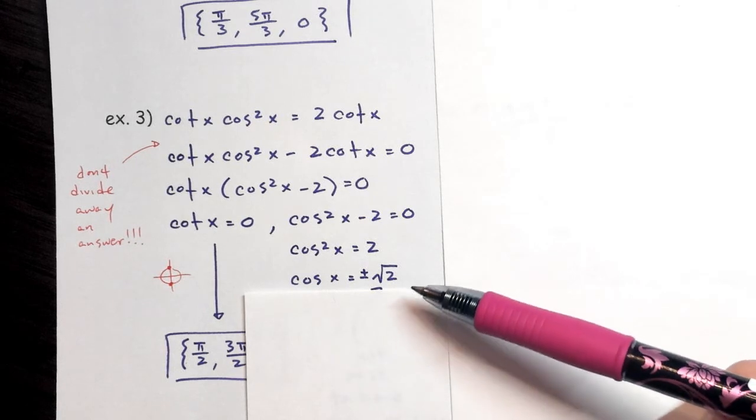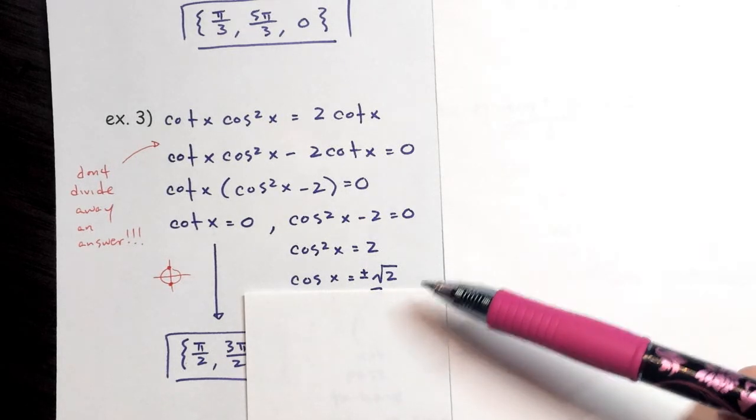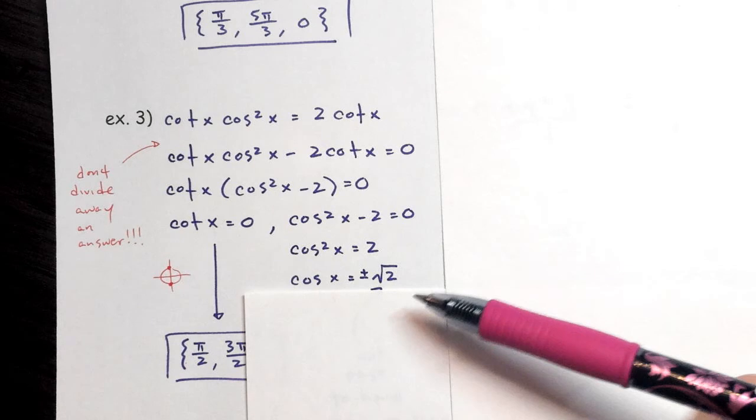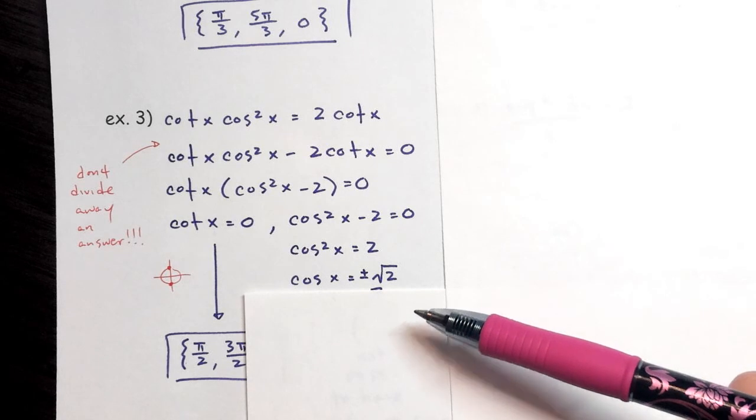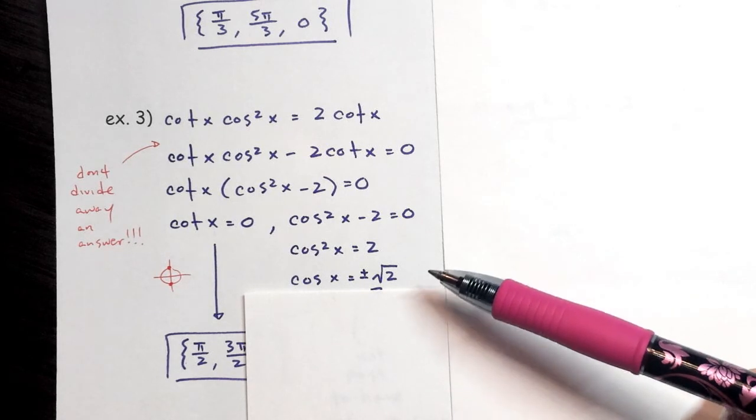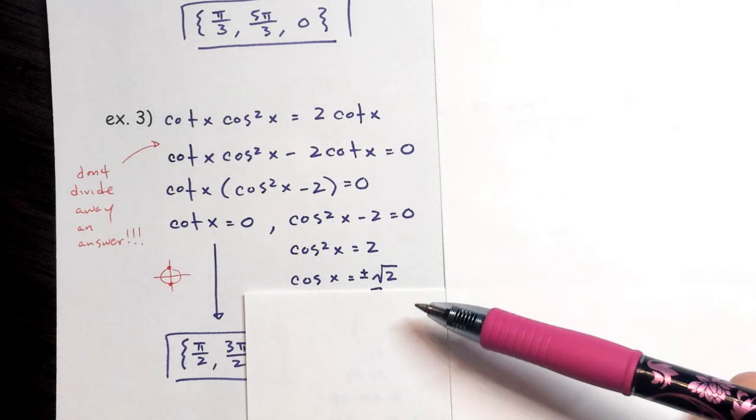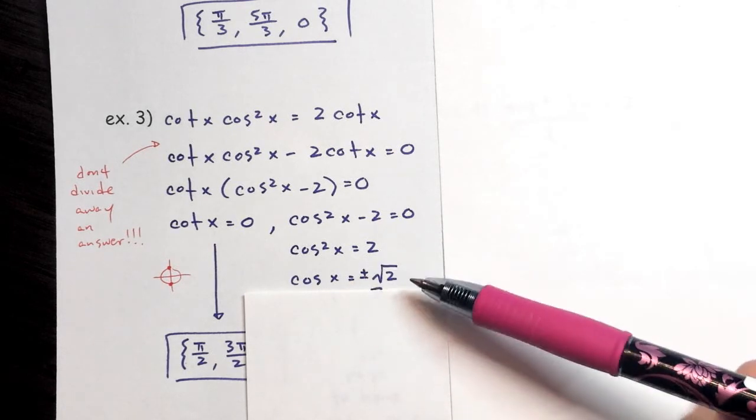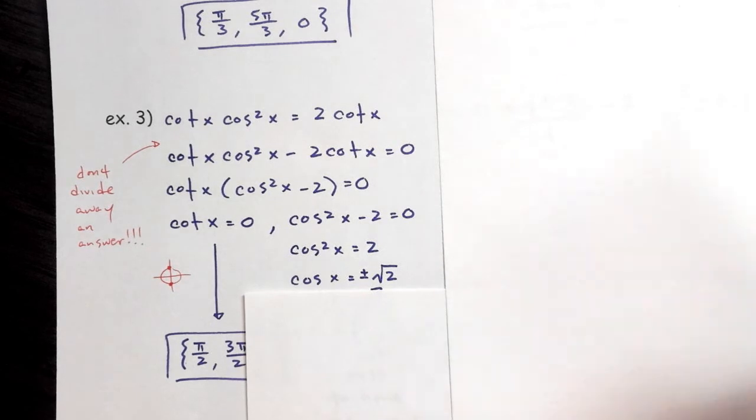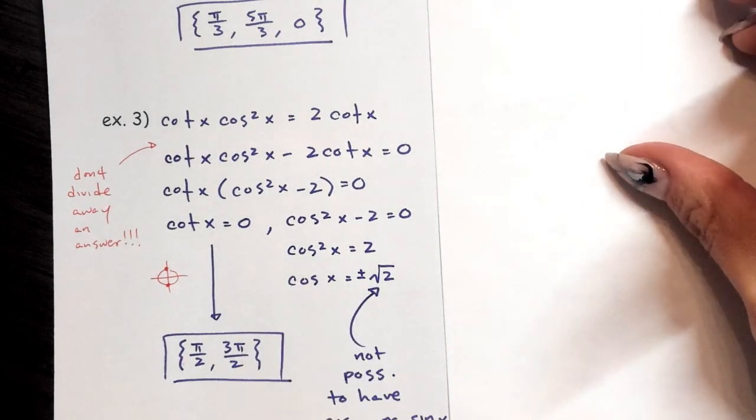How can a hypotenuse be... adjacent is smaller than the hypotenuse. The hypotenuse has to be the biggest side of a right triangle. So how can a fraction where the bottom is bigger and the top is smaller, like 1 over 2, 2 over 3, 3 over 7, be a number bigger than 1? That doesn't make sense. So that part, it's not possible.